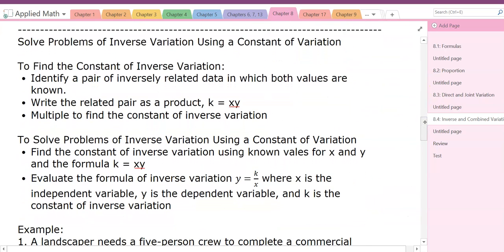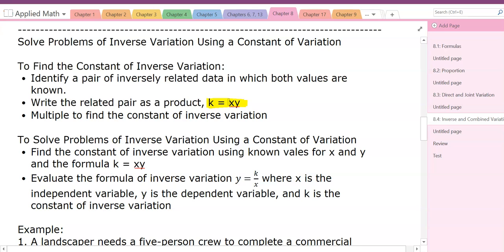So the next thing we're going to do is solve these problems of inverse variation using the constant. So previously in the direct variation problems, your equation was y equals kx, where k was your constant. This one looks a little bit different. We have k equals x times y. So before, if I had tried to solve for k on the direct, it would have been x divided by y. So this is a little bit different here because I'm actually multiplying the two.